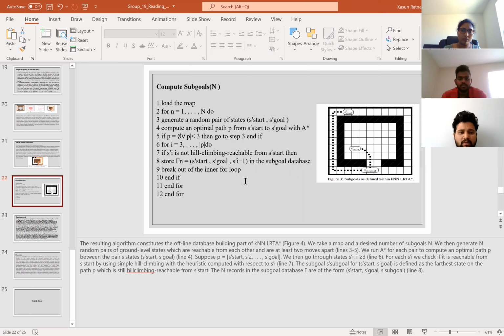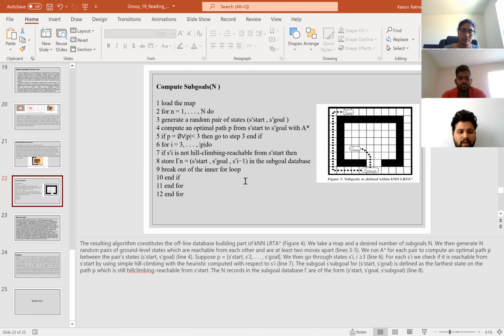If P is greater than 3, then go to step 3, and for i equal to 3 up to P do: if Si is not hill climbing reachable from S start, then store sigma n equal to S start, S goal, Si minus 1, in the sub goal database. Break out of the inner for loop, end if, n for, and n for again.